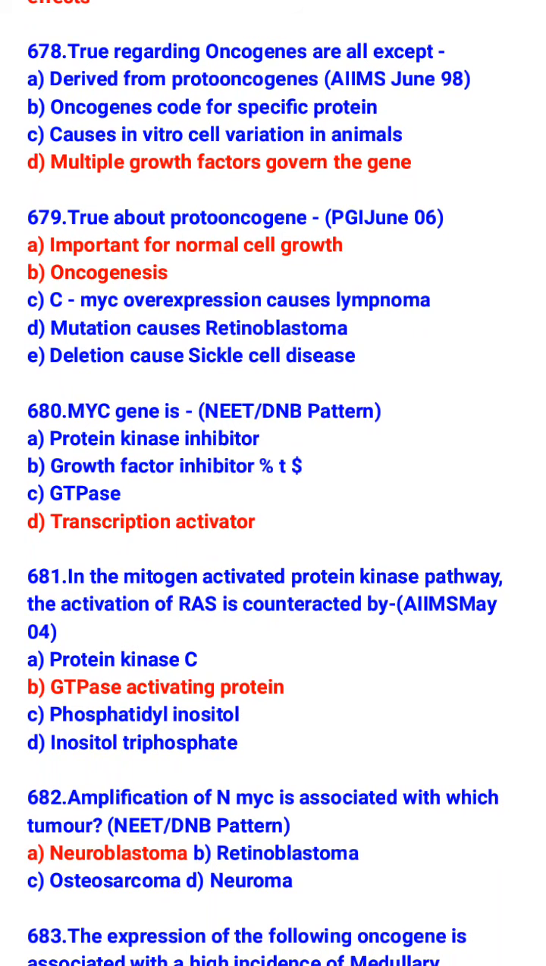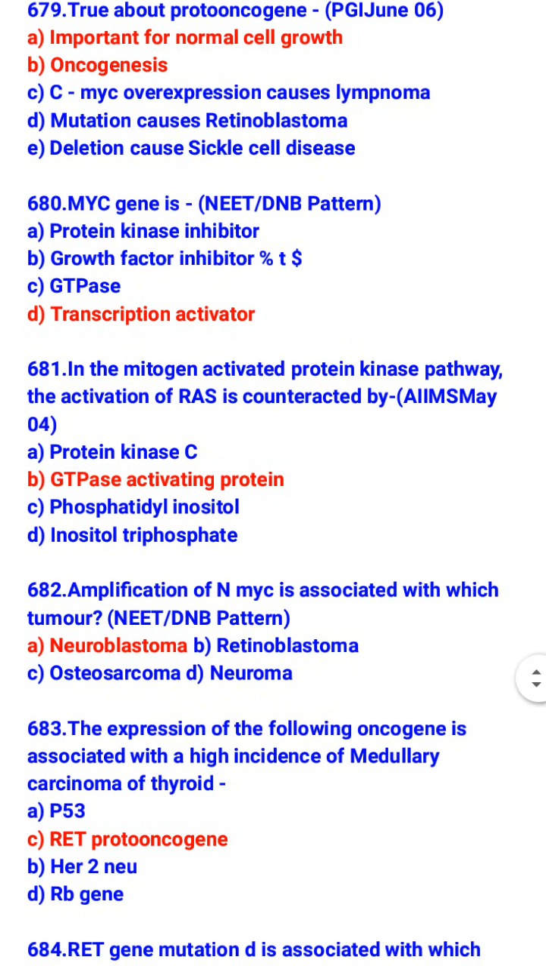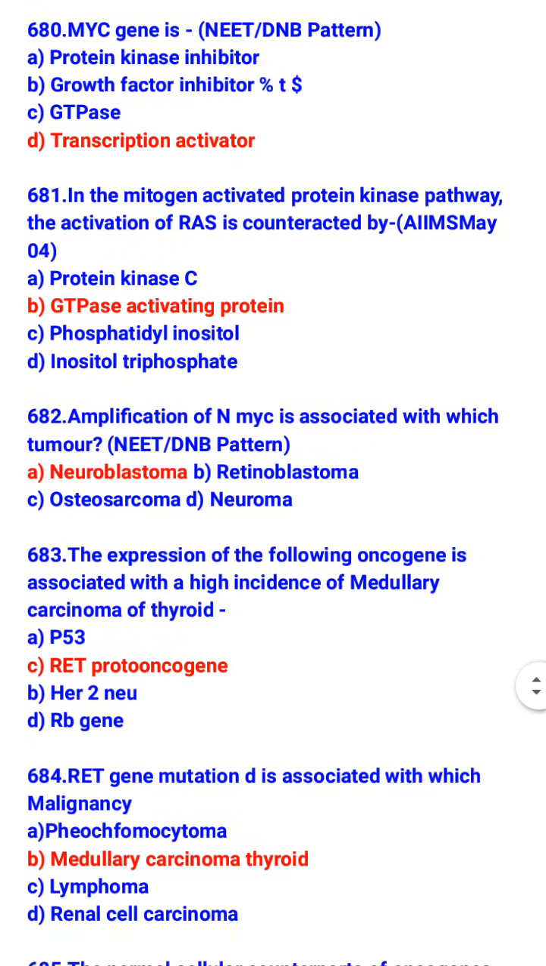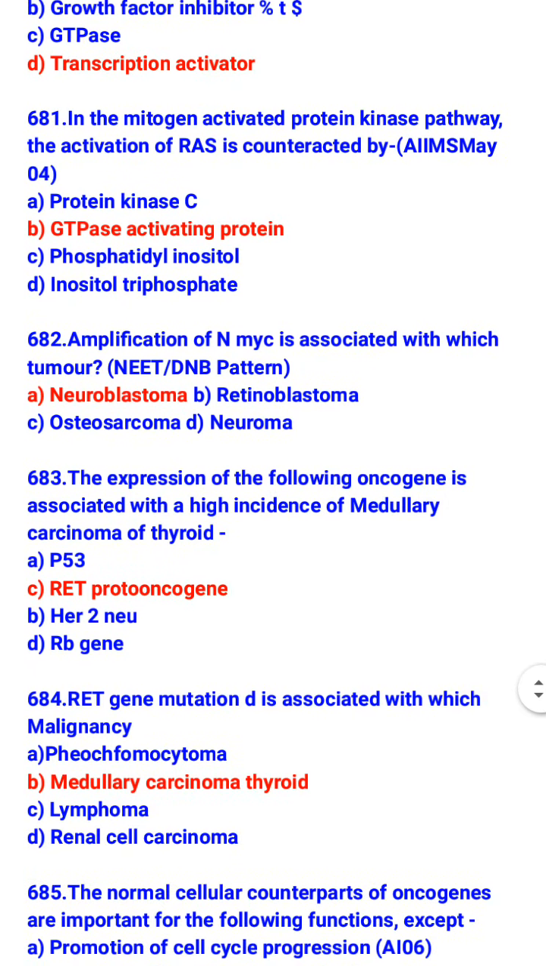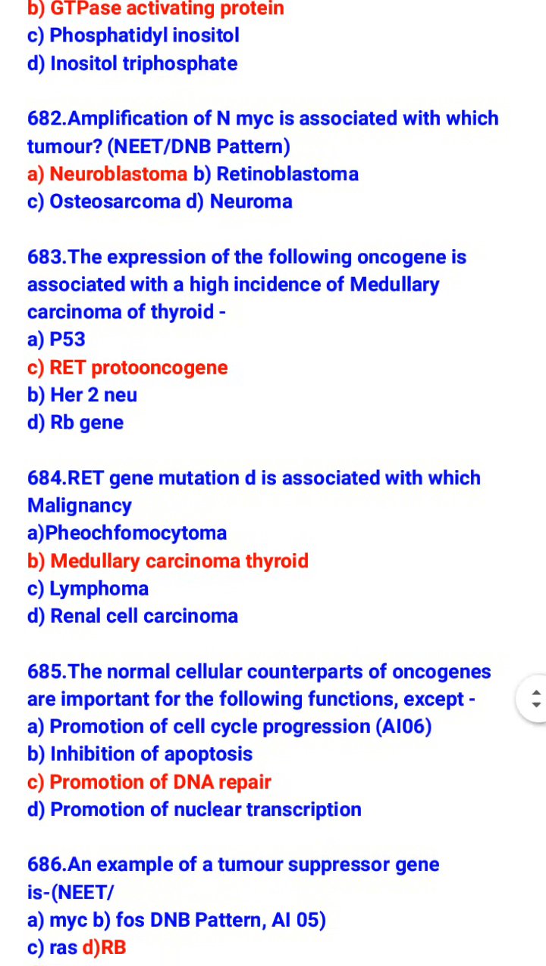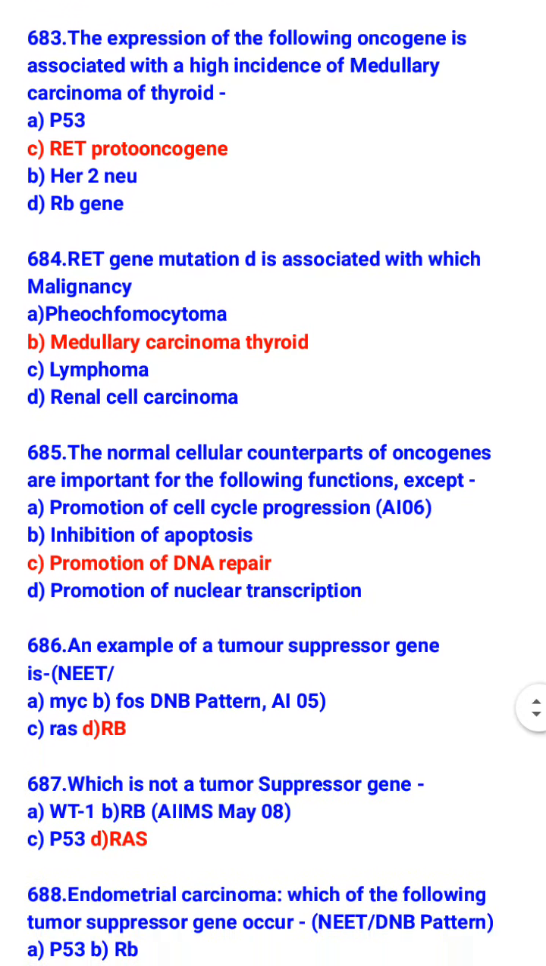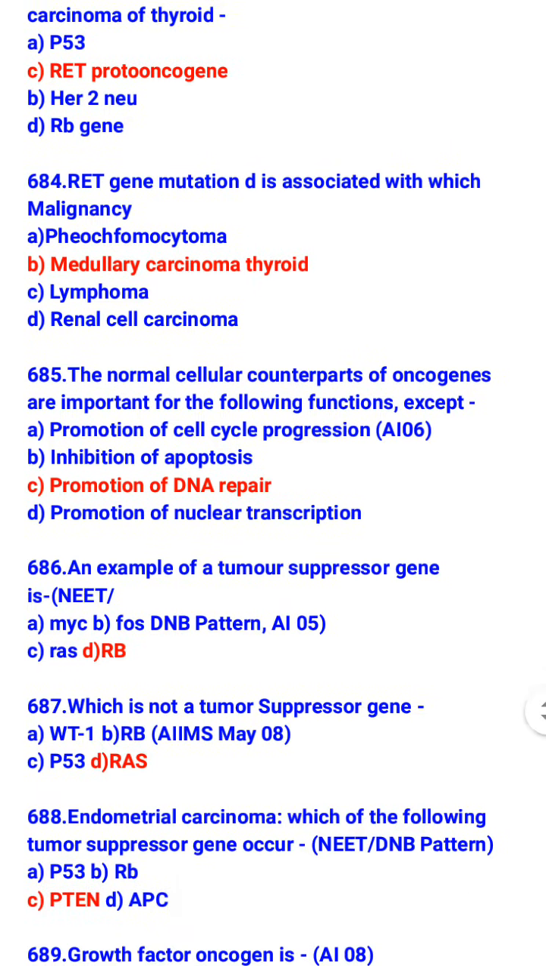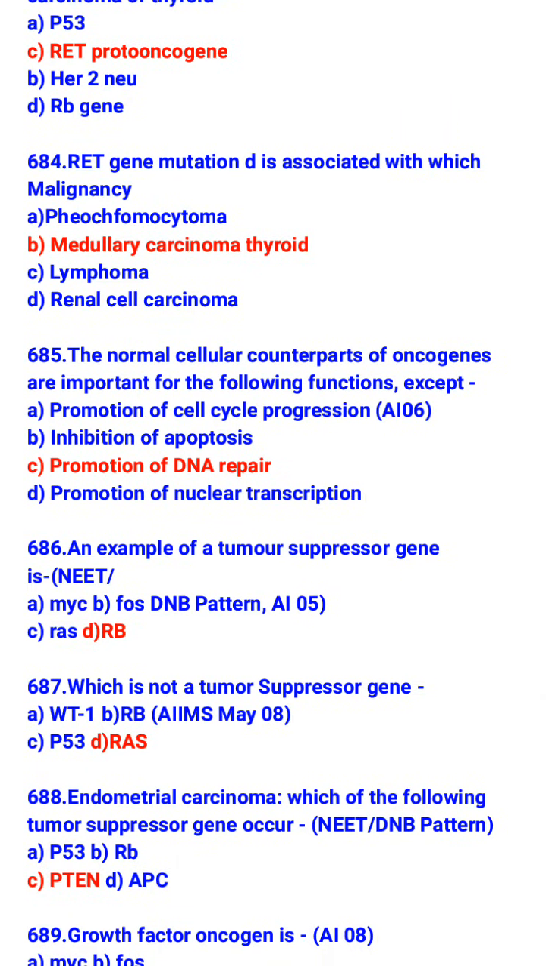In the mitogen activated protein kinase pathway, the activation of RAS is counteracted by GTPase activating protein. Amplification of NMYC is associated with which tumor? Neuroblastoma. The expression of the following oncogene is associated with a high incidence of medullary carcinoma of thyroid. RET proto-oncogene. RET gene mutation is associated with which malignancy? Medullary carcinoma of thyroid.